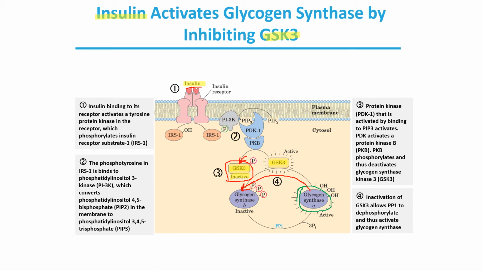Again, the mechanism is phosphorylation and dephosphorylation. Don't really need to go into too much detail, but this phosphorylated form of GSK3, which we can see with the phosphate, is the inactive form. So this is insulin's activation of glycogen synthase, you can say indirect activation by inhibiting the GSK3 enzyme.